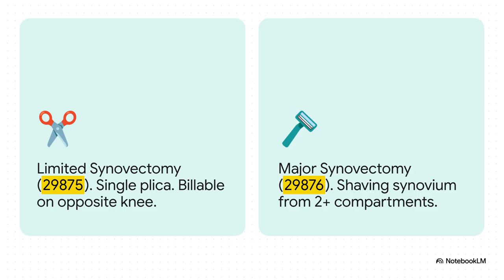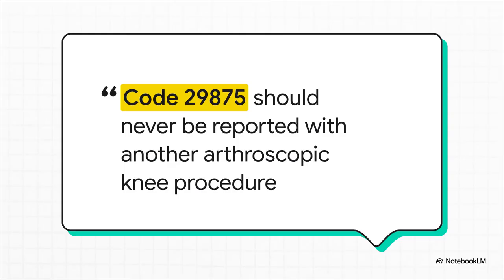On the other hand, code 29876 is the major synovectomy, which means shaving synovium from two or more distinct compartments of the knee. Let's break down the rules for the limited one first. For a limited synovectomy, the CPT separate procedure rules kick in. This means you only report it if it's the solitary procedure for that entire encounter.